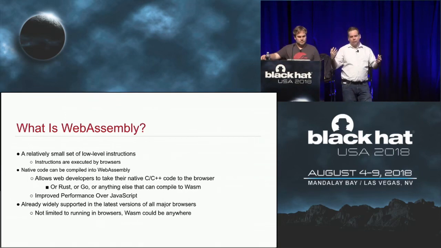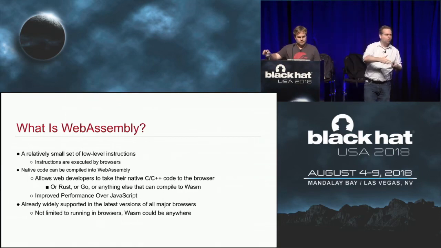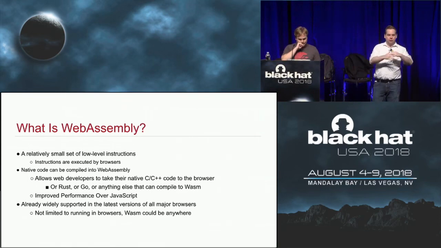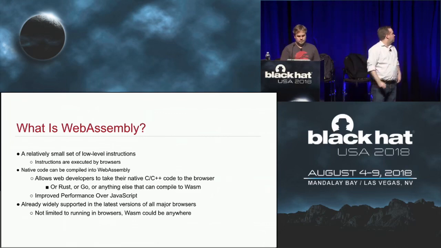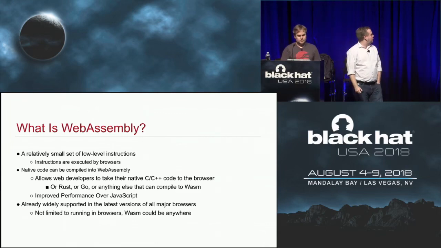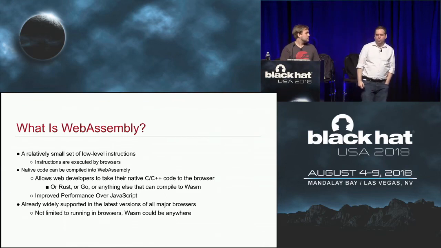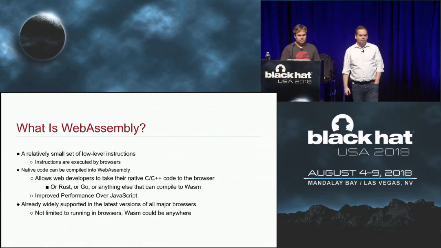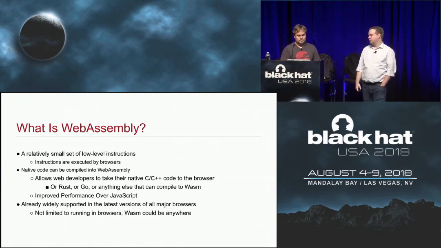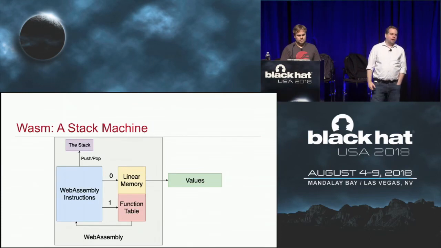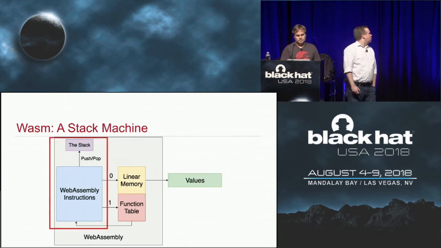Then we have compilers that can target that new virtual machine. So you can take code that was written in other languages and compile it to WebAssembly, where it will run way faster than JavaScript. It's already in pretty much every browser that people use on a regular basis. But as we talked about earlier, there's no reason we can't take WASM and put it in other things as well. Let's talk a little bit about the mechanics of WASM.